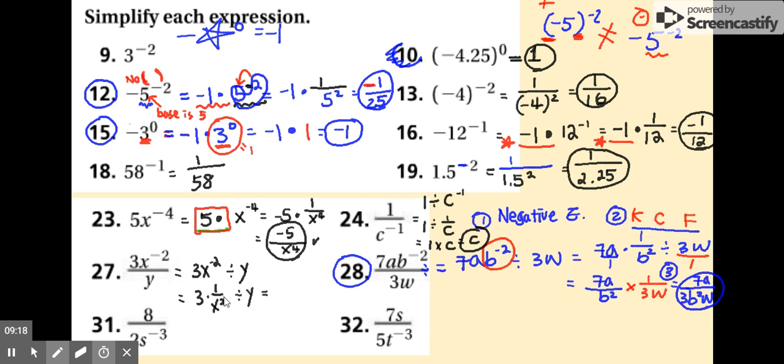You do keep, change here. So it's going to be 3x squared. Keep, change, flip, keep, change, flip. So keep, change, and y over 1. No, 1 over y, because you have to flip y over 1 to 1 over y. So the answer is going to be 3 over x squared y.